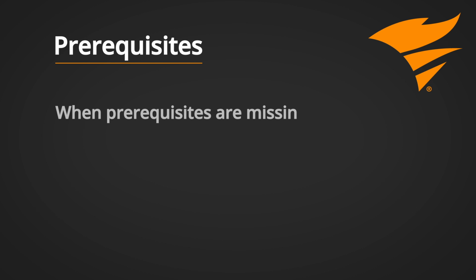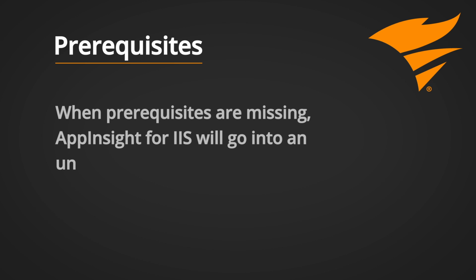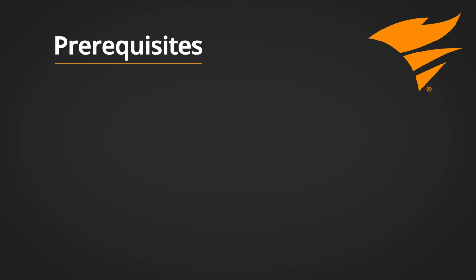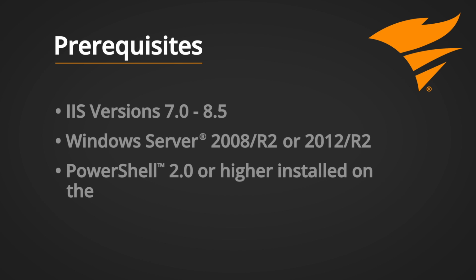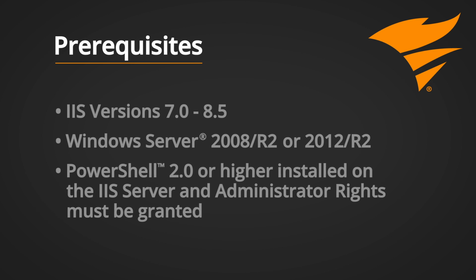When prerequisites are missing, AppInsight for IIS will go into an unknown state. This feature currently supports IIS versions 7.0 through 8.5 and Windows Server 2008, 2008 R2, or Windows Server 2012, 2012 R2. Also, you must have PowerShell 2.0 or higher installed on the IIS server, and administrator rights must be granted.